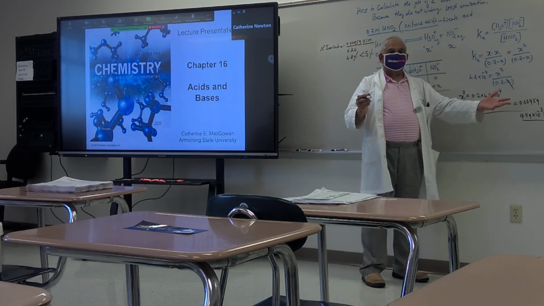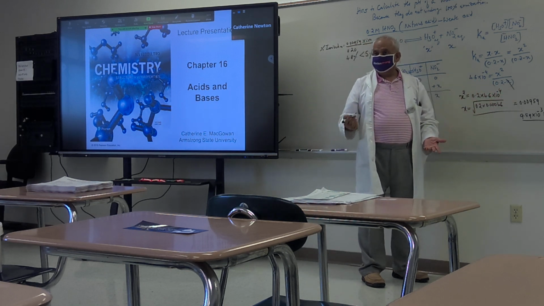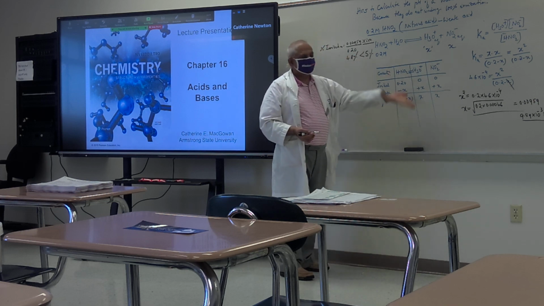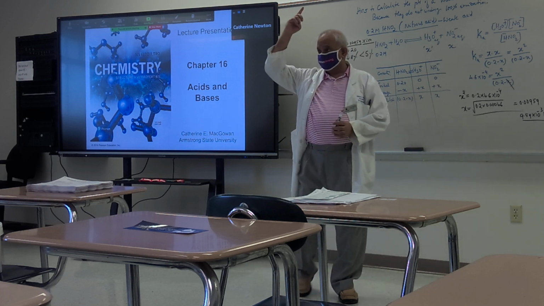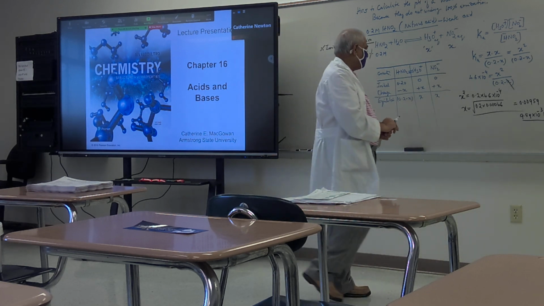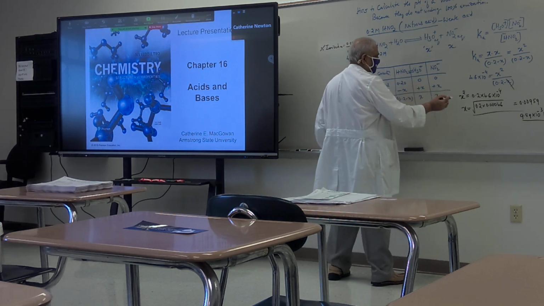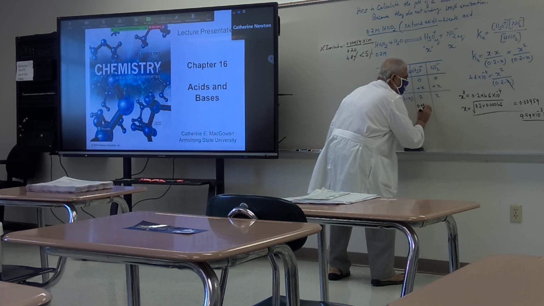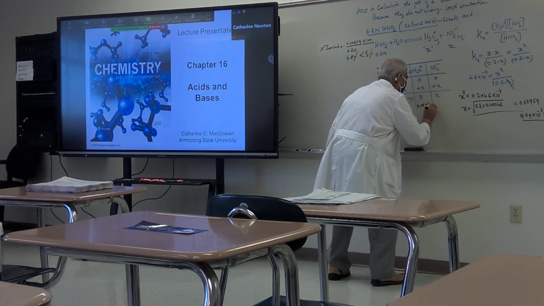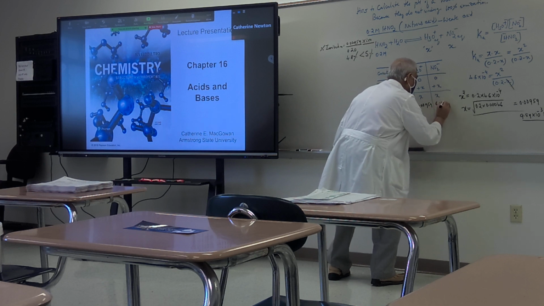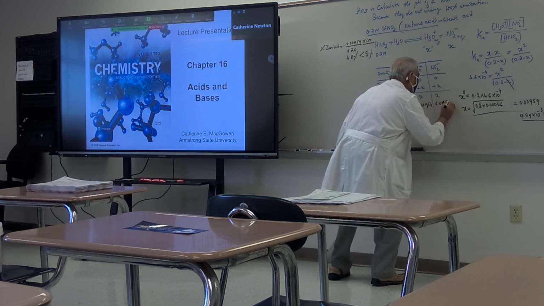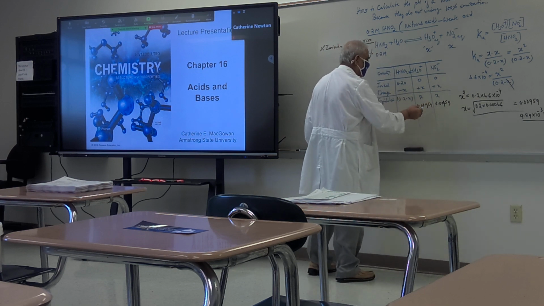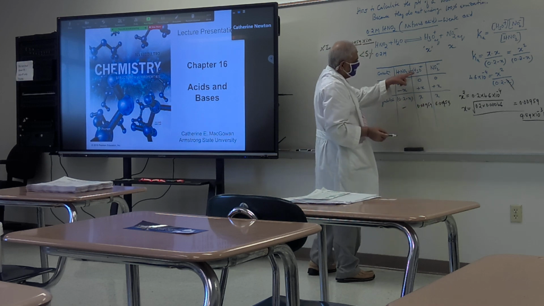Therefore, your approximation concept is perfect. If this is more than 5%, then you cannot do this. You have to go to the quadratic equation. That is complex. Now, what is the X here? 0.00959. This is also 0.00959, and this is 0.2 minus that. We don't care. What is the exact concentration?